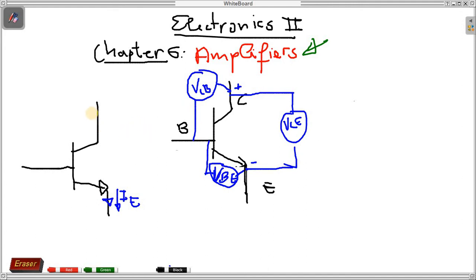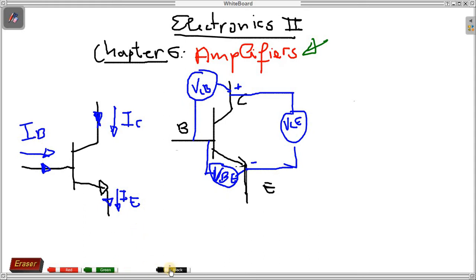And then the current that will flow from here down, we're going to call this current IC. We call that current IC because we are on the collector side. And the current that will flow from this side, I'm going to call this current IB.